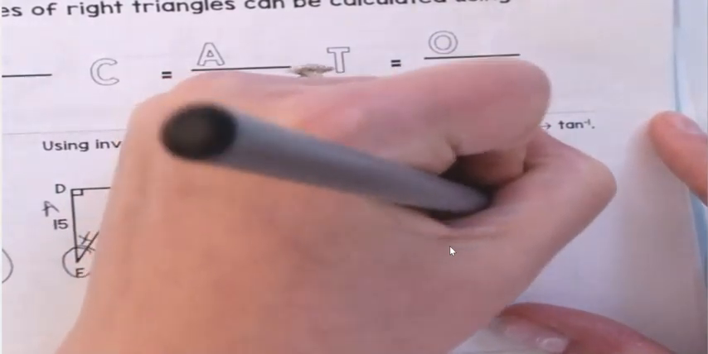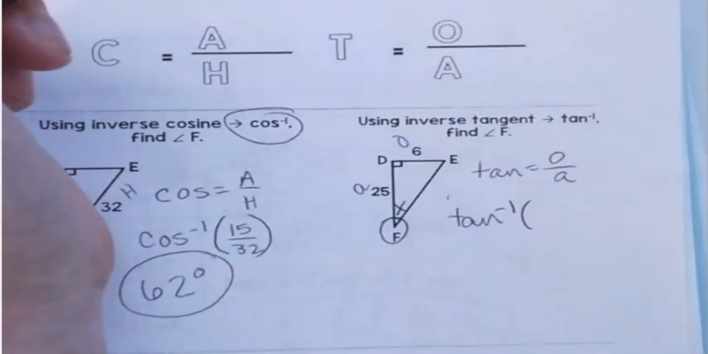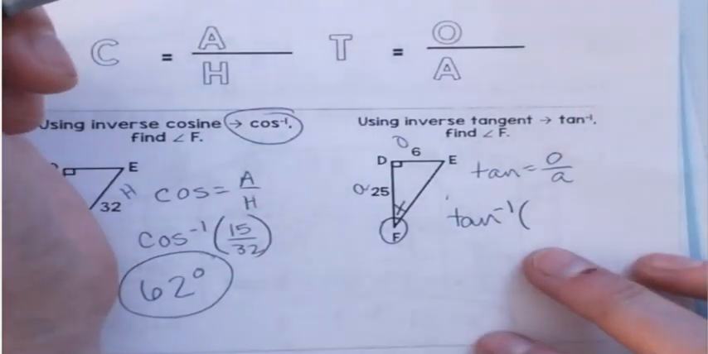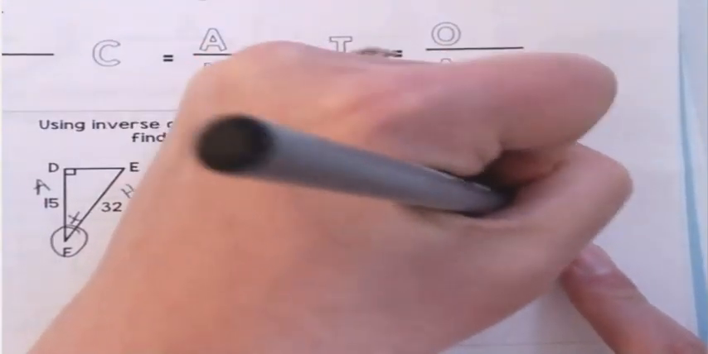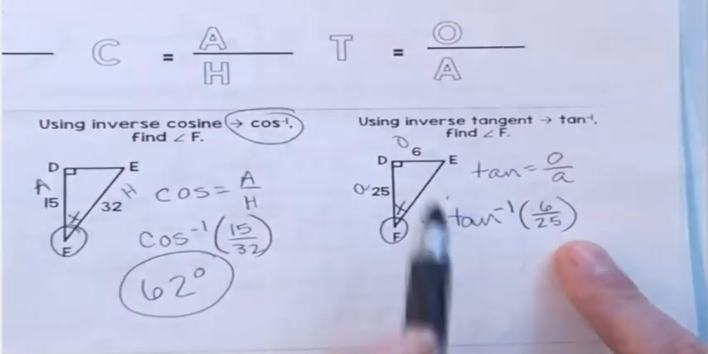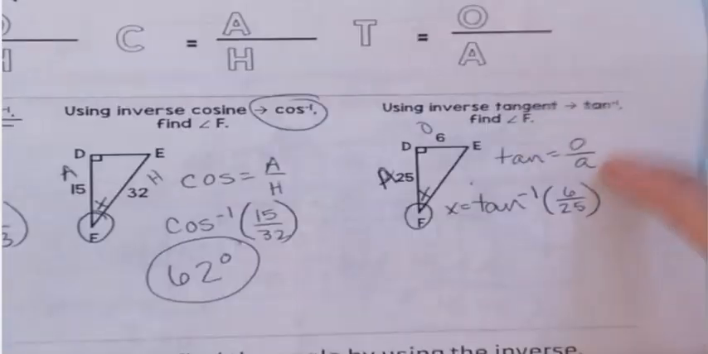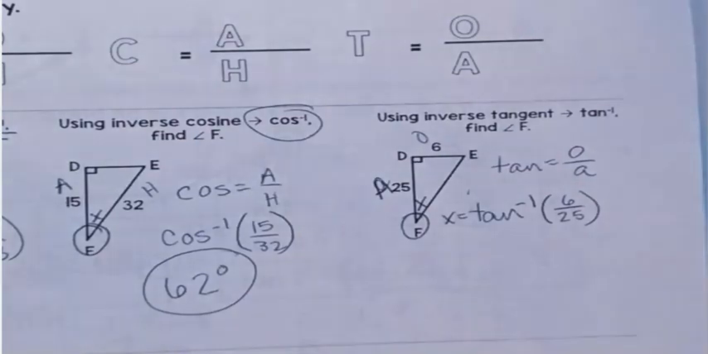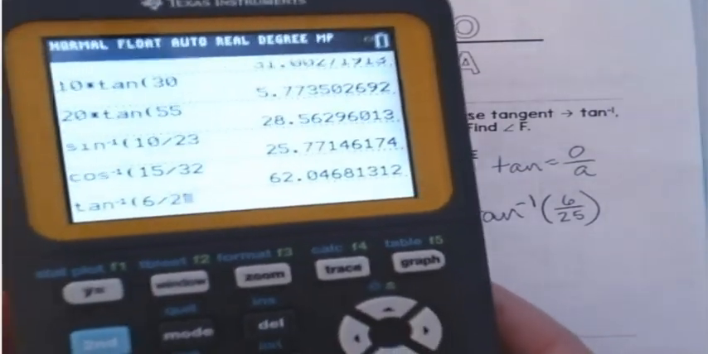So we are going to use the tangent inverse. Anytime you're looking for an angle, you want to use the -1, the inverse. So X equals tangent inverse of 6 over 25. How do I know it's 6 over 25? Because O and A. Yeah, O and A. And that's what I put in the calculator. So inverse tangent 6 over 25.